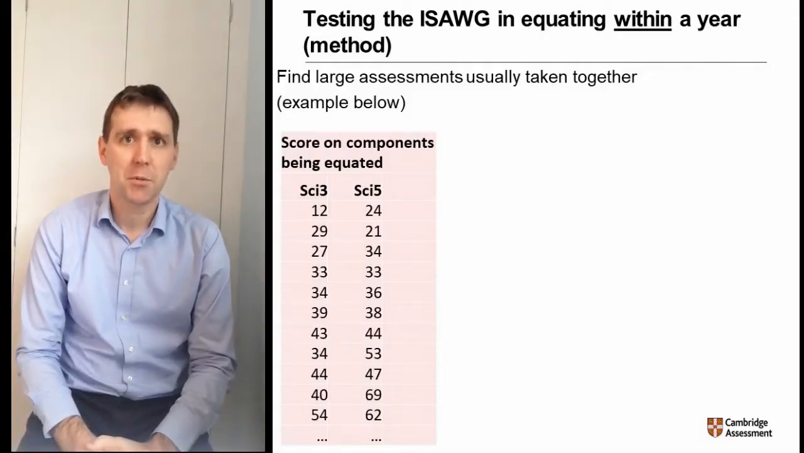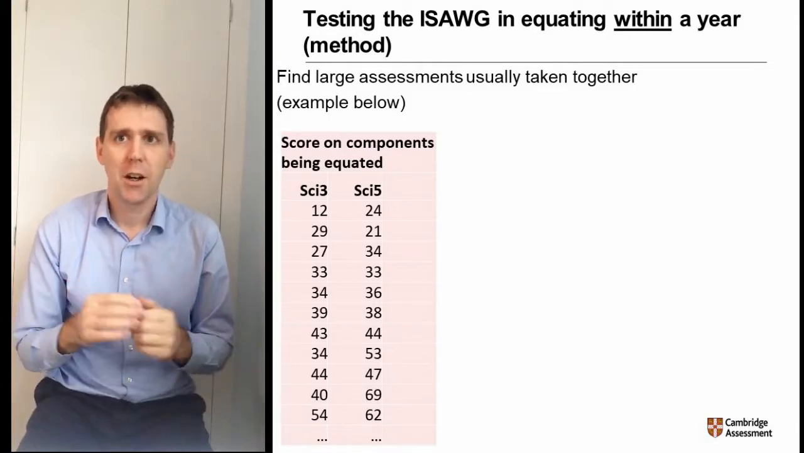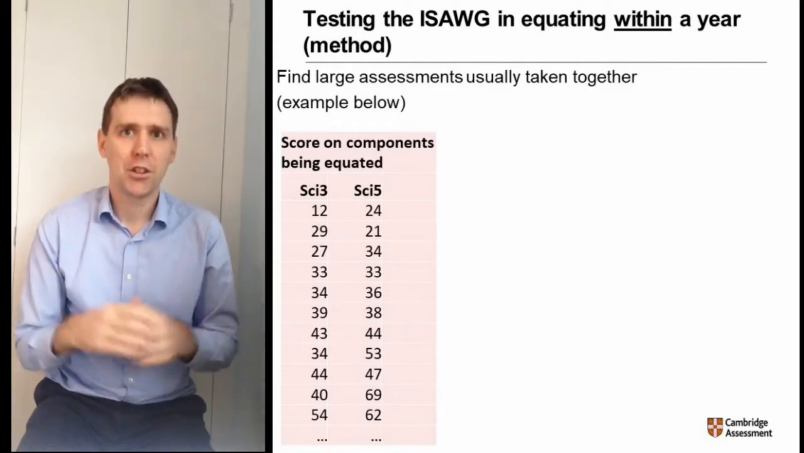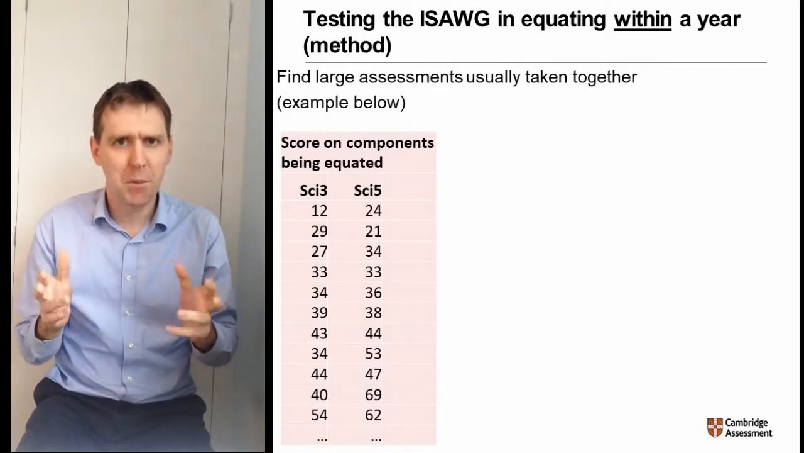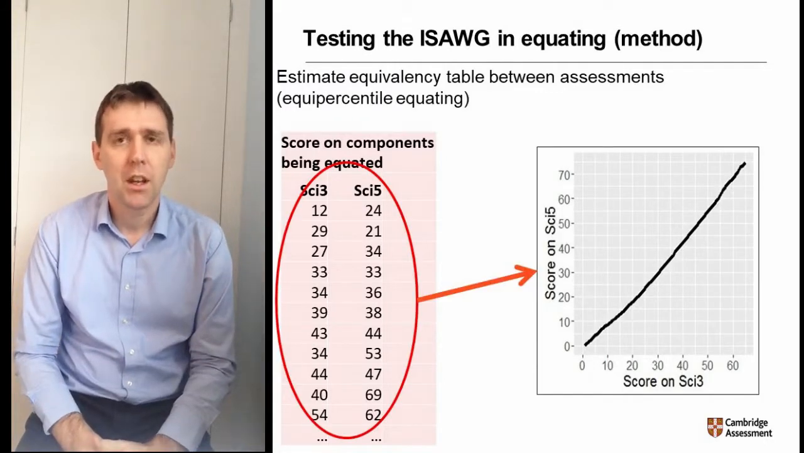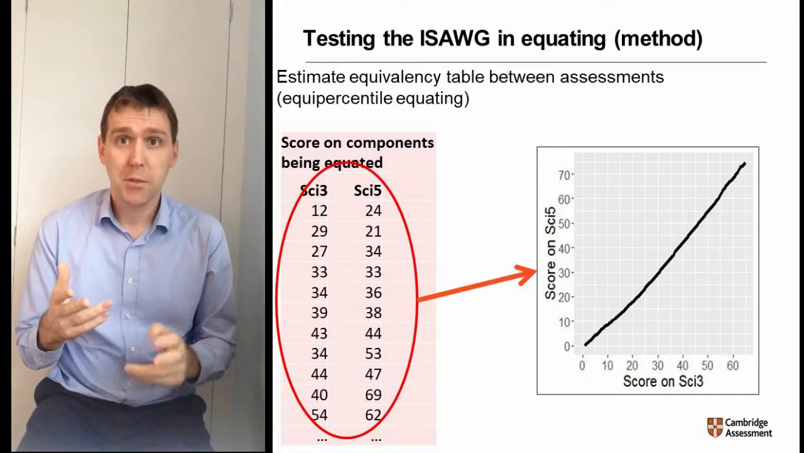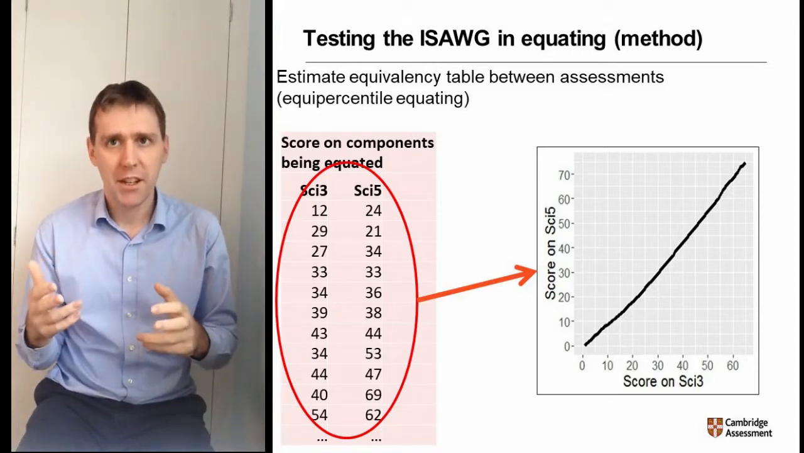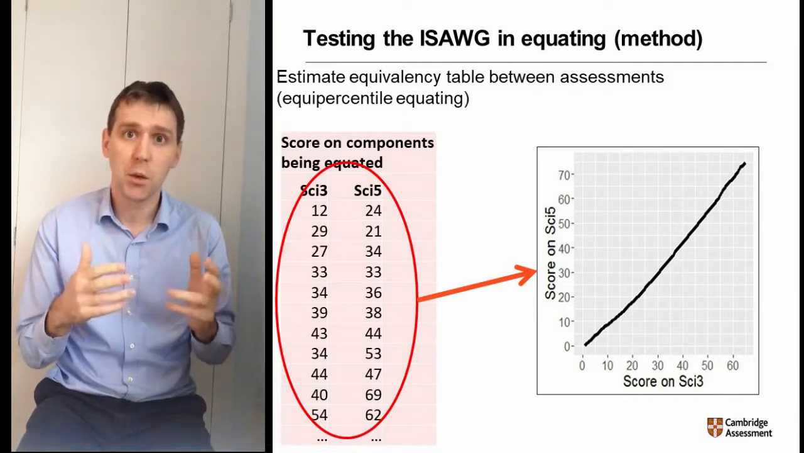First, we find two assessments that are usually taken as a pair. So in this example, the pair are an assessment called Science 3 and another called Science 5. I've used simplified names here rather than the long assessment codes that we use in practice. Now, because these two assessments are taken by the same people, it's easy to map each mark on one test to a mark on the other test that's equally difficult.